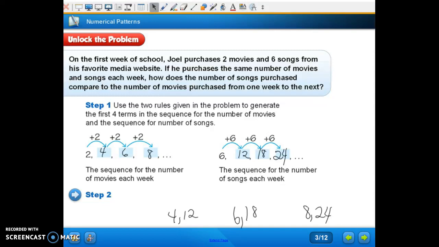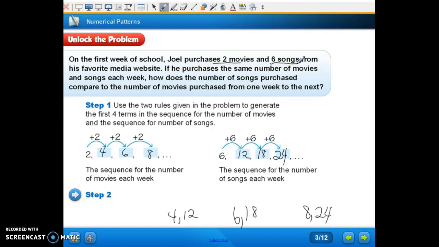So on the first page, on the first week of school, Joel purchased 2 movies and 6 songs from his favorite media website. If he purchases the same number of movies and songs each week, how does the number of songs purchased compare to the number of movies purchased? So in step 1, use the 2 rules given in the problem to generate the first steps. So he purchases 2 movies and 6 songs every week.